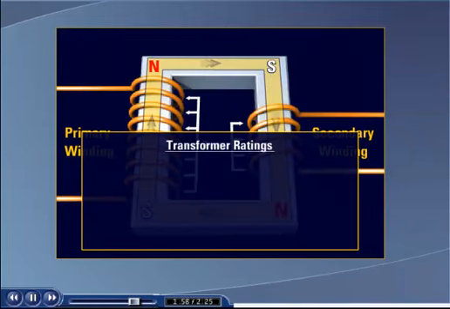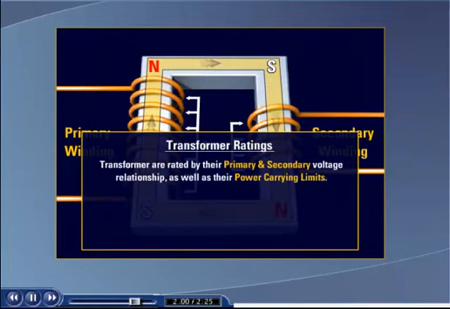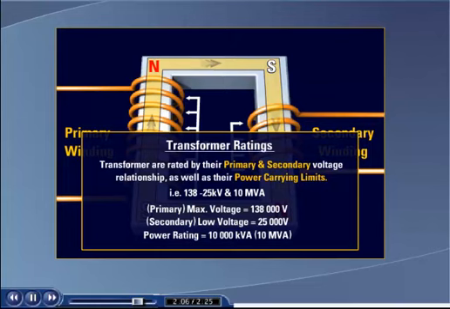Transformers are rated by their primary and secondary voltage relationship and their power carrying limits. For example, a typical substation transformer might be rated 138 to 25 kilovolts and 10 megavolt-amps, meaning the primary or maximum voltage rating is 138,000 volts. The secondary or low voltage rating is 25,000 volts, and the transformer has a power rating of 10 megavolt-amps or 10,000 kilovolt-amps.